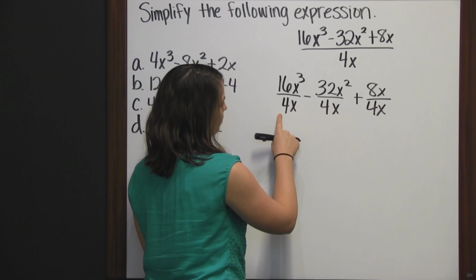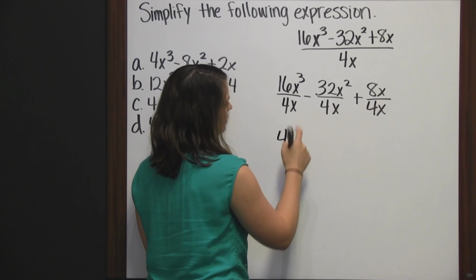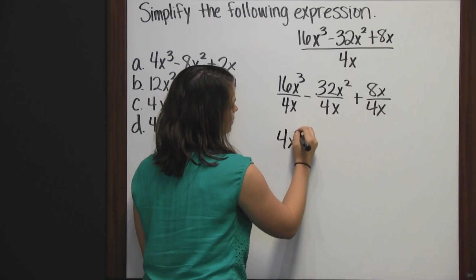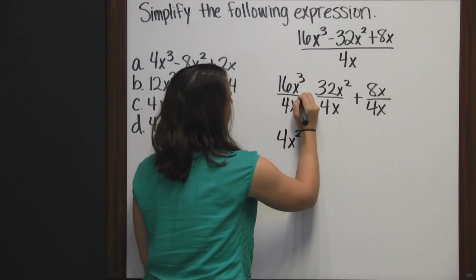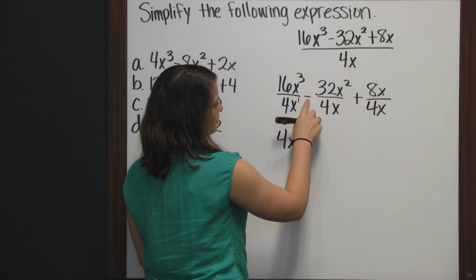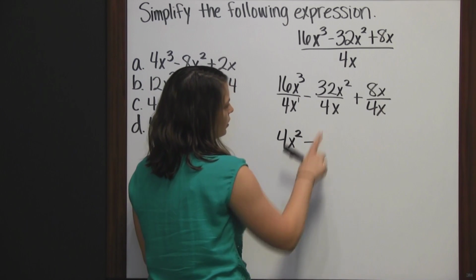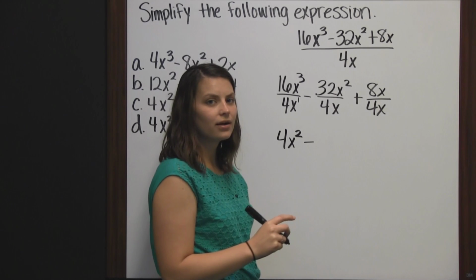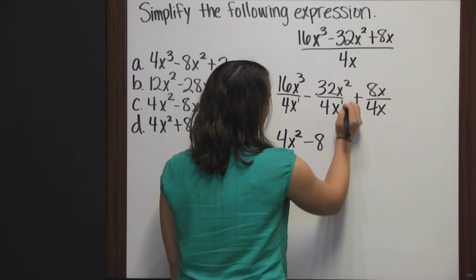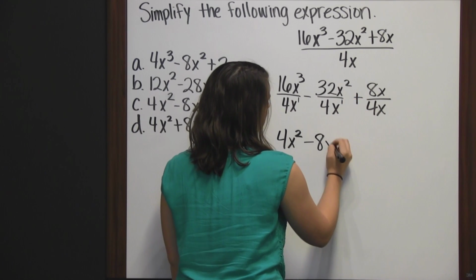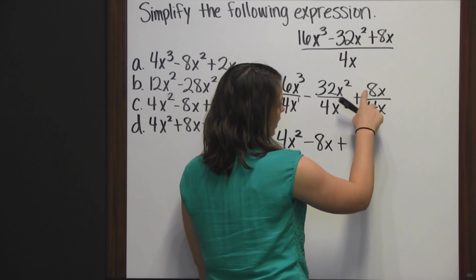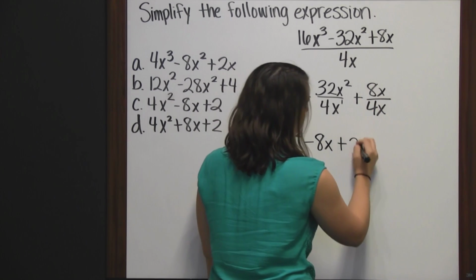16 divided by 4 is 4. X cubed divided by x is x squared. Because when you divide, you subtract the exponents. 3 minus 1 is 2. Minus 32 divided by 4 is 8. X squared divided by x, 2 minus 1, is x to the first. Plus 8 divided by 4 is 2.